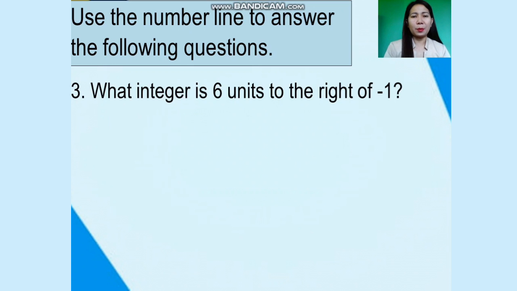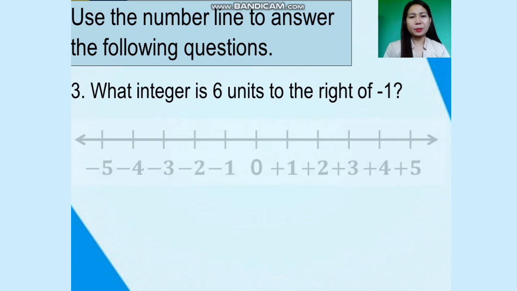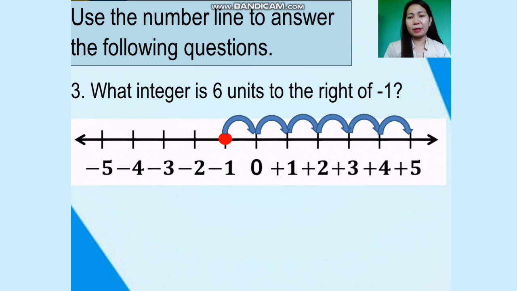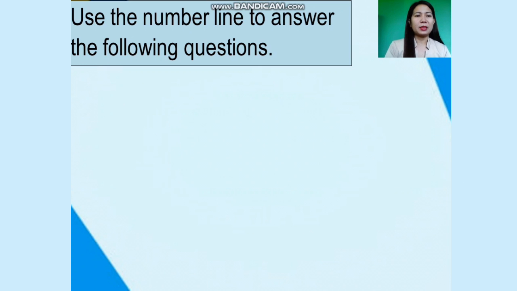Let's have the third one. What integer is 6 units to the right of negative 1? So the number line is here. Let us find negative 1, and then move 6 units to the right. So 1, 2, 3, 4, 5, 6. We end up at positive 5. So your answer is positive 5.